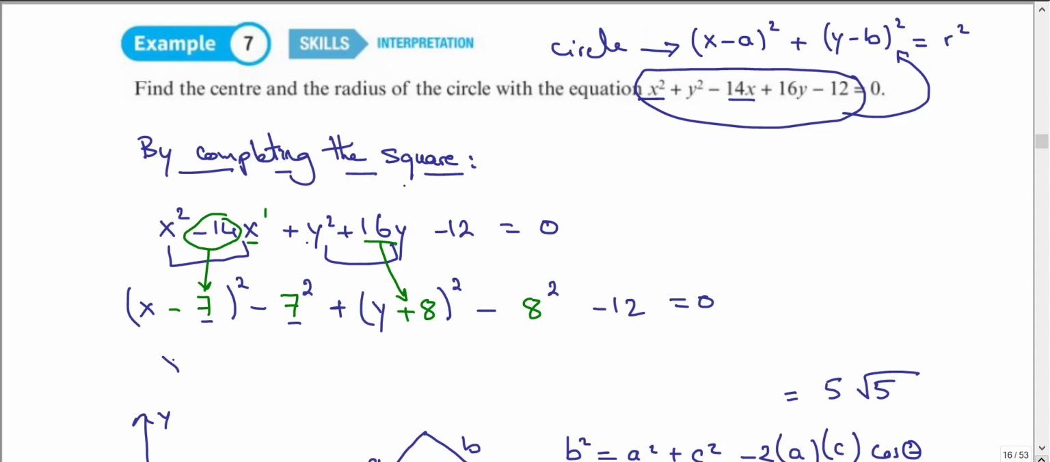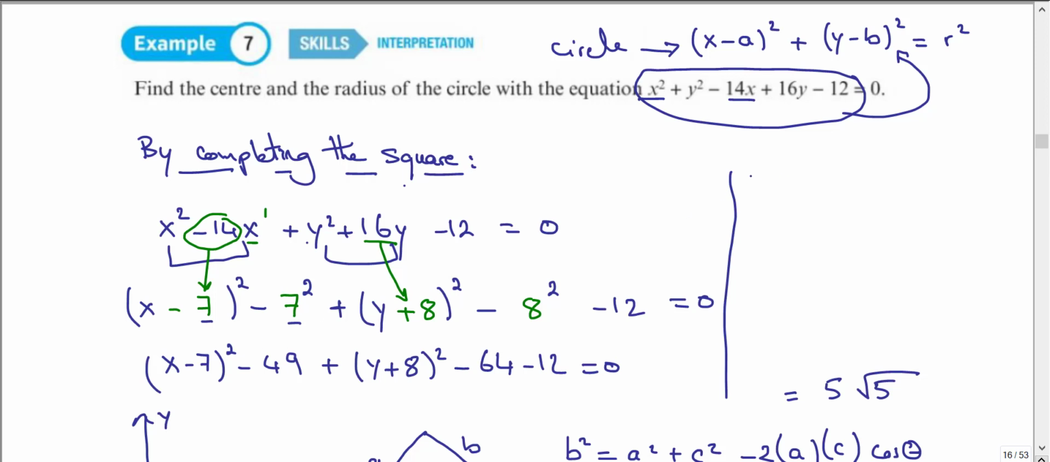So we have a bracket, x minus 7, all power 2. We have this 7 power 2, that's 49. We have another bracket, y plus 8 power 2. And then we have 8 power 2, that's 64. And we have minus 12 equals 0. Now, you write the brackets first. So you write x minus 7 power 2. And the other bracket, y plus 8 power 2. And you have to add this, and this.